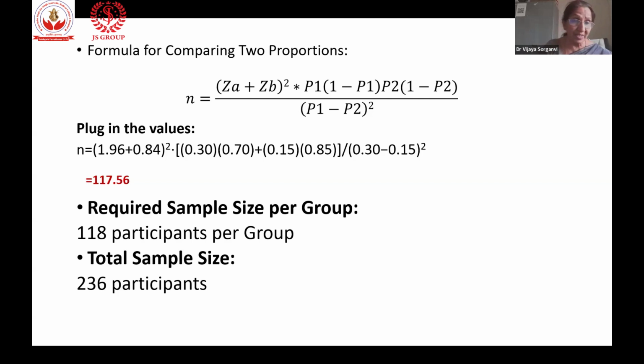So the total sample size is 236, per group it is 180. I think you can take a photocopy of this, or you can search in Google also for the formula for two groups using proportions.